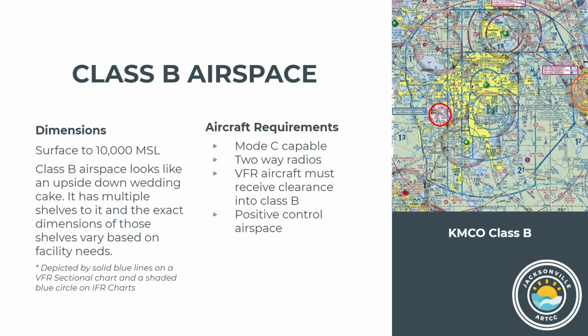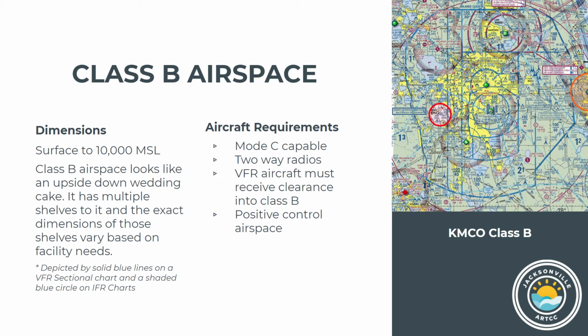Again, for IFR, they've already received the clearance to enter Class Bravo because they got an IFR clearance. Two-way radios. You've got to be on two-way radio, but you don't necessarily need to be talking to them. And it's called a positive control airspace because once you get into the Class Bravo, the controller has to be talking to everybody that's in this airspace.